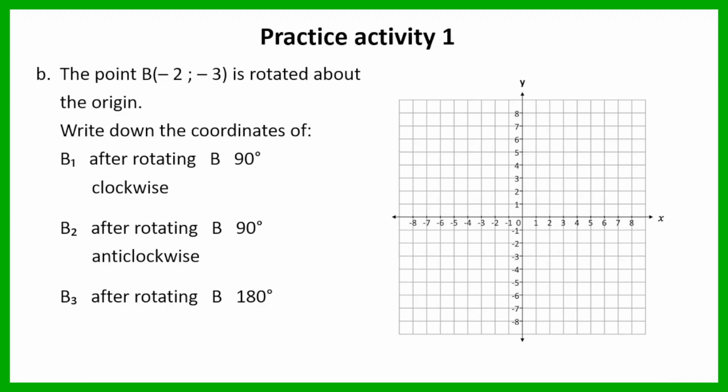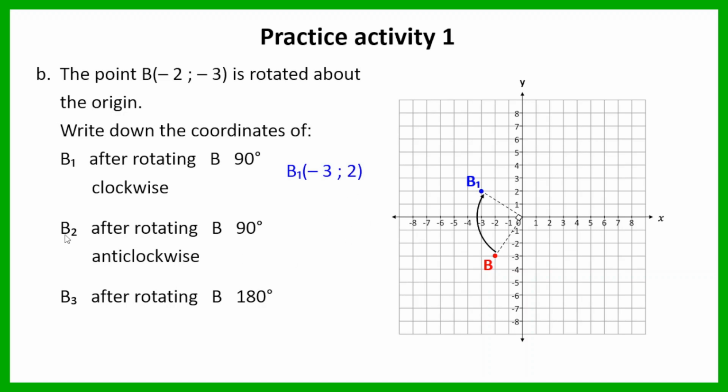Okay, so let's go through that example. So first you had to plot the point B, -2, -3, so that is over here. Then we had to rotate it 90 degrees in a clockwise direction from the origin. So here's the origin over here. If we go 90 degrees in a clockwise direction, it's going to end up like that. So you should have ended up with a point over here. B1 has the coordinates -3, 2.